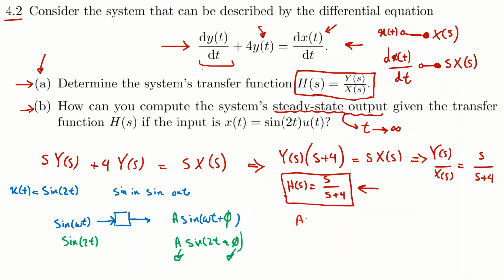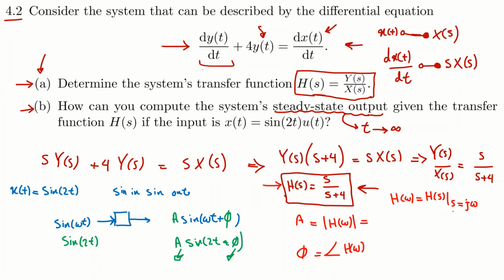then we can say A is the magnitude of the frequency response, and phi is actually the phase of the frequency response. But we have the transfer function, not the frequency response. But that's fine because the frequency response is actually the transfer function given that s equals j omega, or the real part of s is 0.